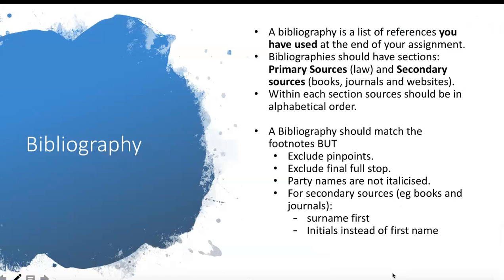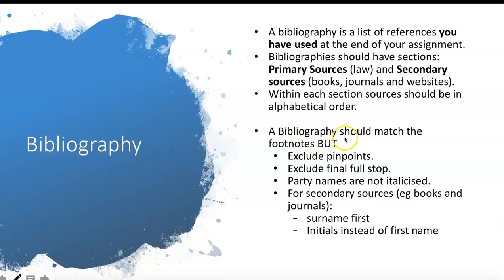So the second part of referencing is your bibliography. A bibliography is a list of references you have used, and you should include your references at the end of your assignment. Bibliographies have sections. The first section will be the primary sources, the law that you've used in your assignment. The second section is secondary sources, which are books, journals and websites that you have used. Within each section, sources should be in alphabetical order.